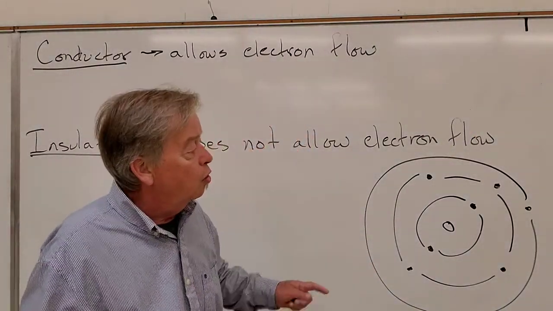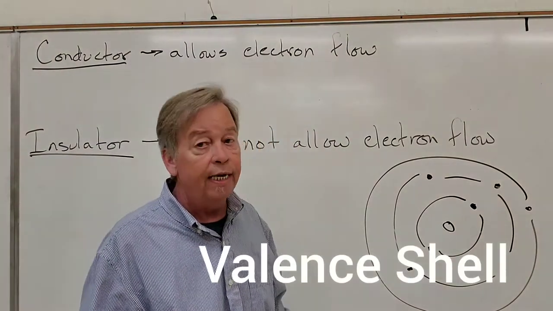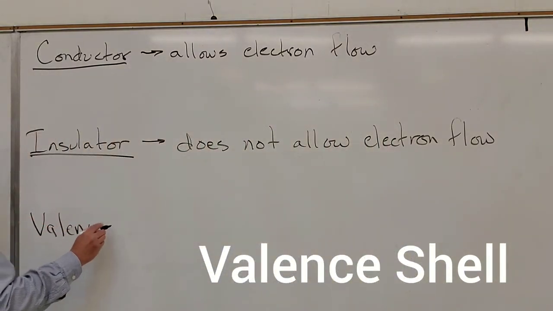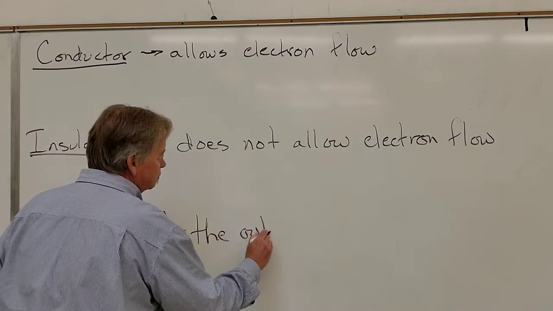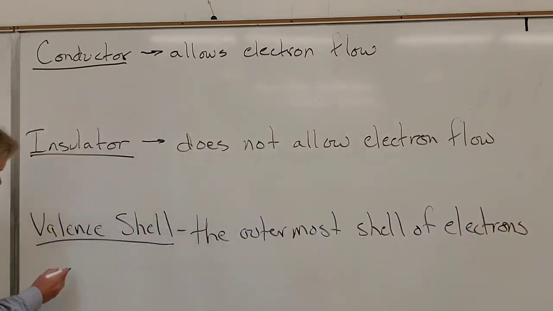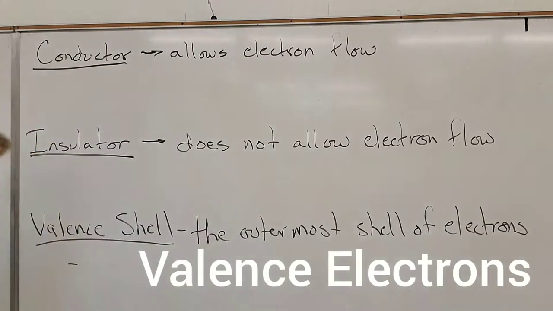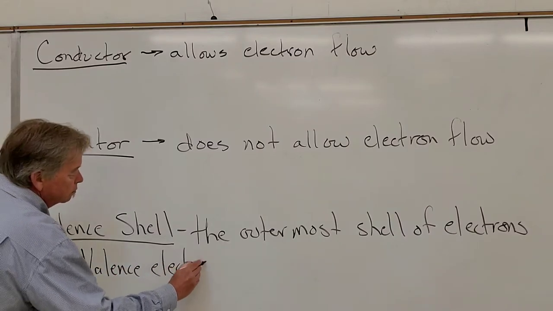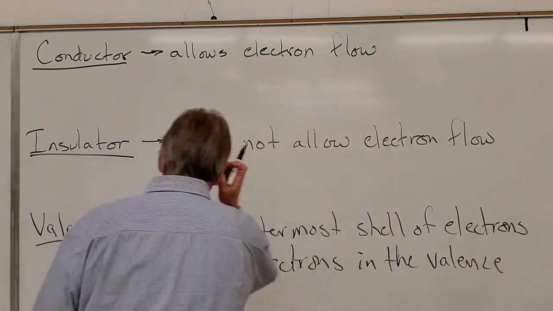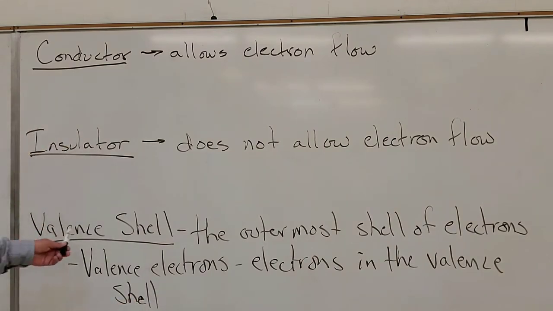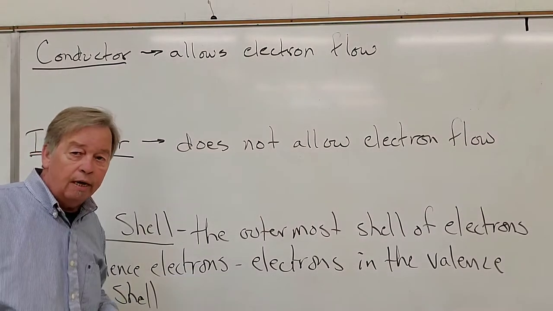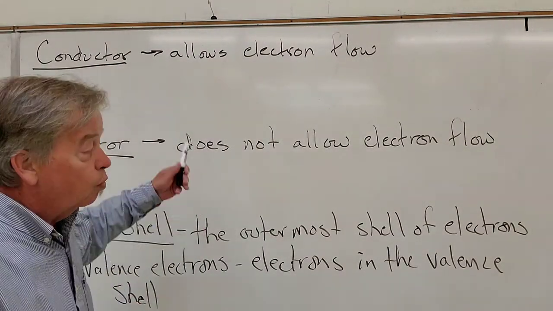So that being said, I want y'all to know that the outermost shell of electrons is called the valence shell. And the electrons in the valence shell are called valence electrons. The valence shell is the outermost shell of electrons in the atom, and valence electrons are those electrons in that valence shell. Now remember, that outer shell is the only place we're going to be slapping electrons from. So the number of those electrons is what determines whether something conducts or insulates.